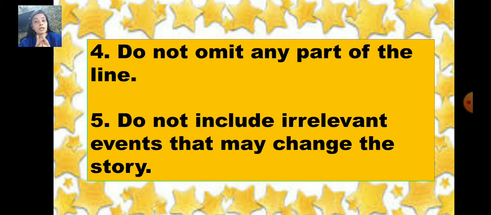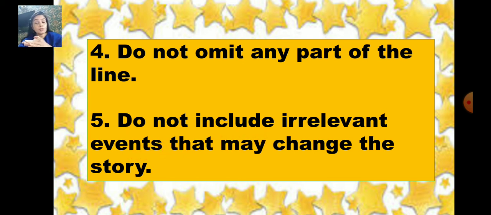Each and every line given in the outline of the story, you have to write and complete those sentences. And number 5, do not include irrelevant events that may change the story.